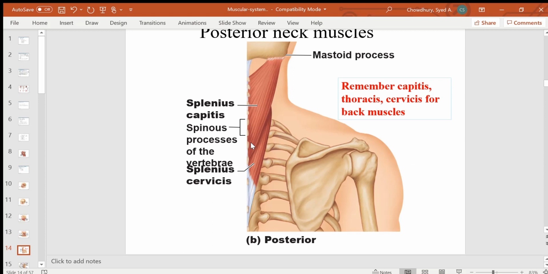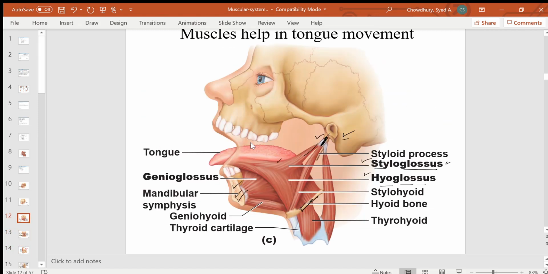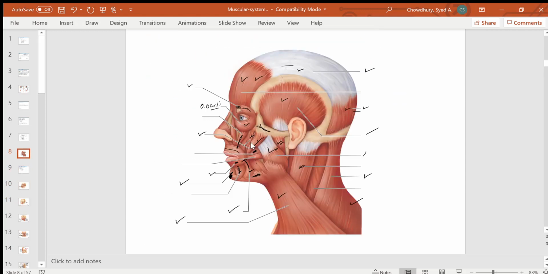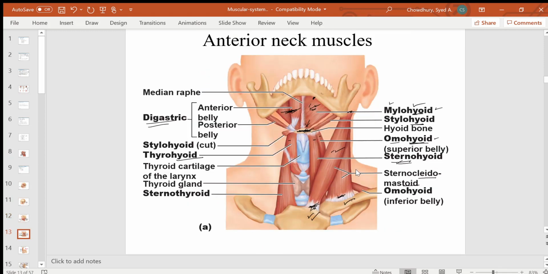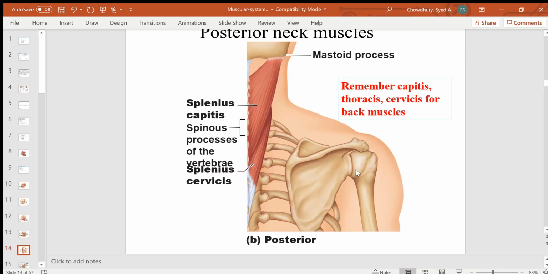In the back of the neck, the superficial muscle is the upper end of the trapezius that I showed you before. You probably remember. This is the trapezius, this one. If you remove the trapezius, then you can see the other muscles in the back of the neck. Under the trapezius, you have splenius capitis, splenius cervicis. So if you see a muscle starts with splenius, those are posterior neck muscles or the back muscles of the neck, under the trapezius.